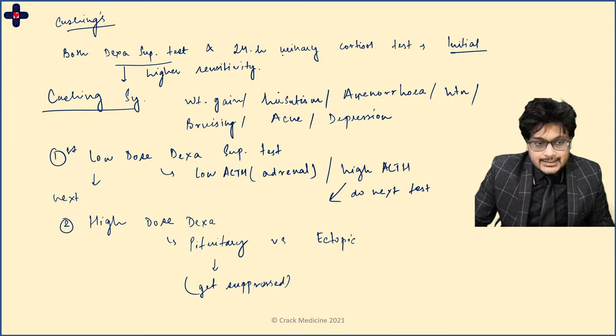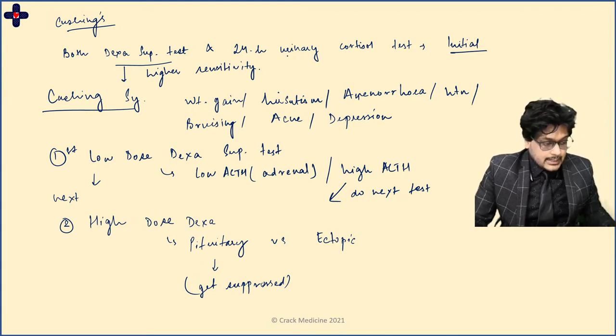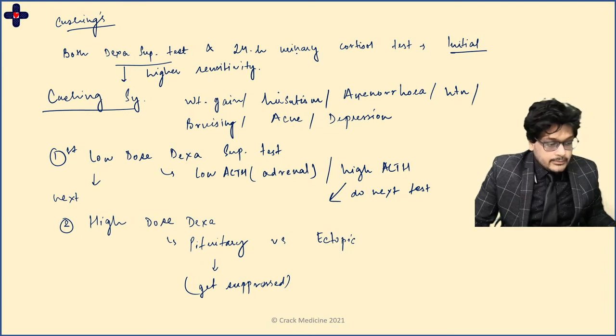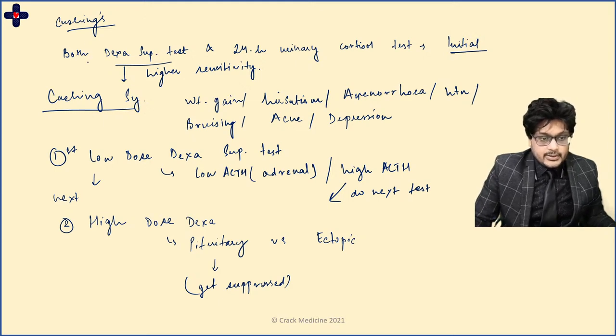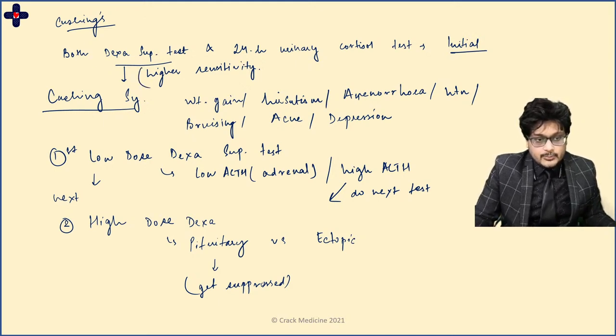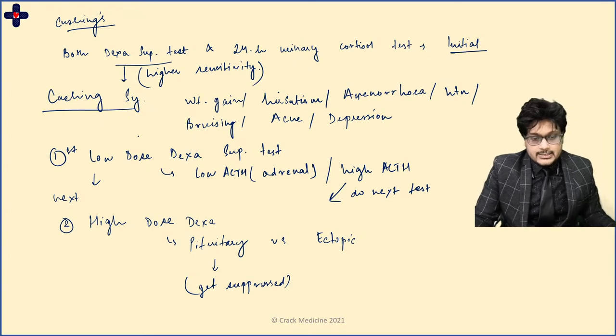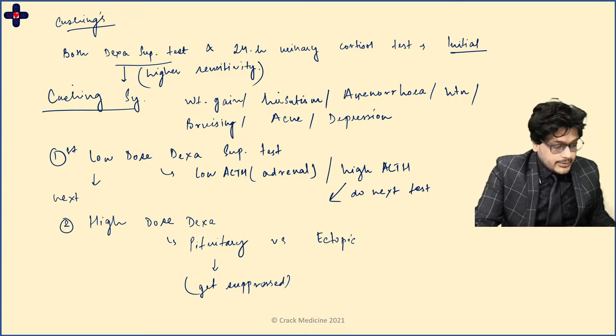But as an initial test, both 24-hour urinary cortisol and DEXA suppression tests are equally correct. And rest assured, you will not get both these in your question. It will not be present in your stem. But I gave it over here just to mention this point that the DEXA suppression test has a higher sensitivity. Okay.